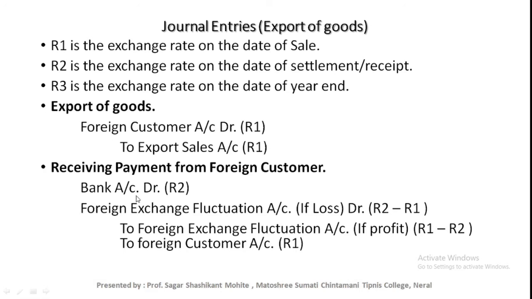If the exchange rate R2 is more than R1, then there will be a loss, and if R1 is more than R2, then there will be a profit. R1 means the base rate, and R2 means the current date exchange rate, that is, the settlement date exchange rate.